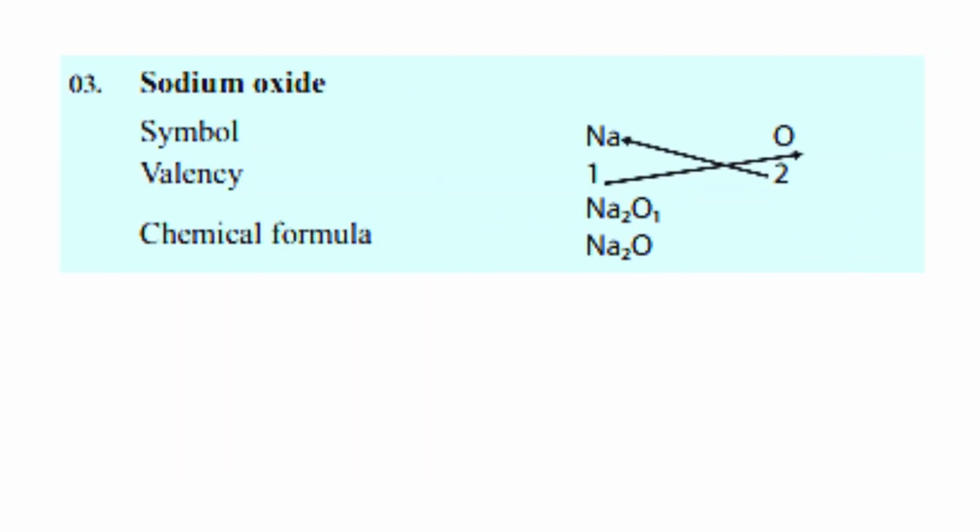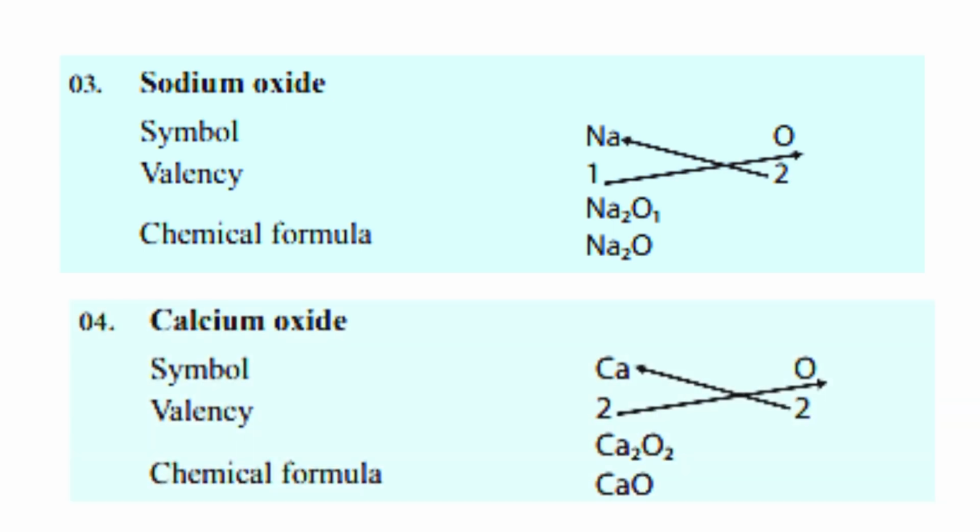Example 3. Sodium oxide. So first we have to write the valency of the 2 elements, Na and O under them. That is 1 and 2. Then exchange the valency of the 2 elements and writing them at the bottom end on the right hand side of the respective symbols. So the chemical formula is Na2O.